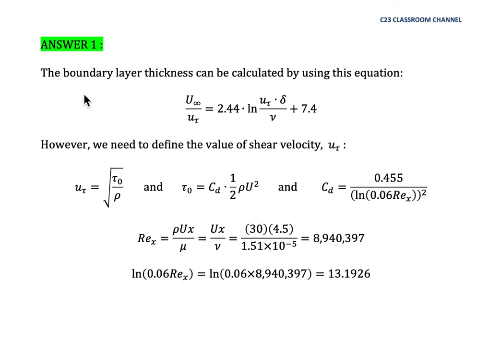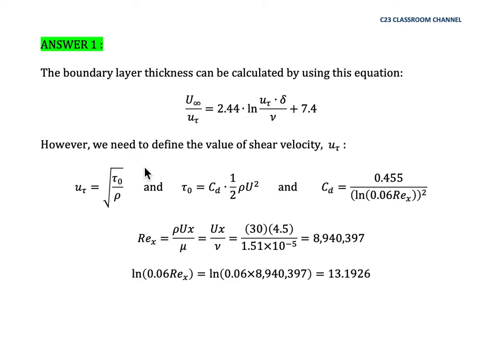Okay, so the question needs us to calculate the boundary layer thickness. The only equation that we have for the empirical method is this one. So we have the term delta here, and we need to calculate the value of this delta. However, previously we need to calculate what is U tau, the shear stress velocity.